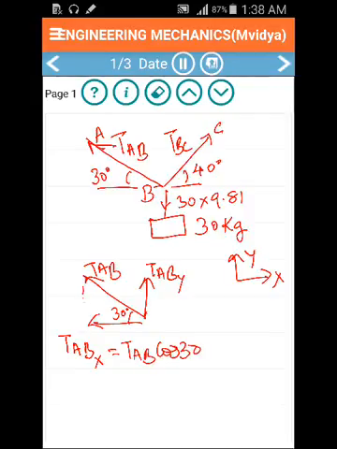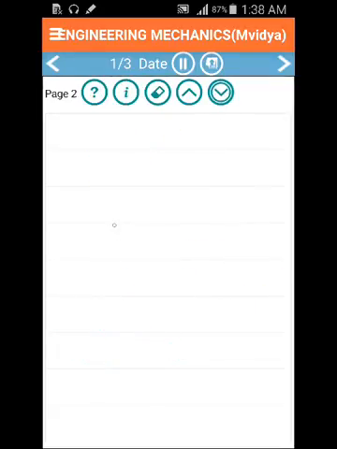And this Y component is opposite to the angle, so it will always be TAB sin 30.